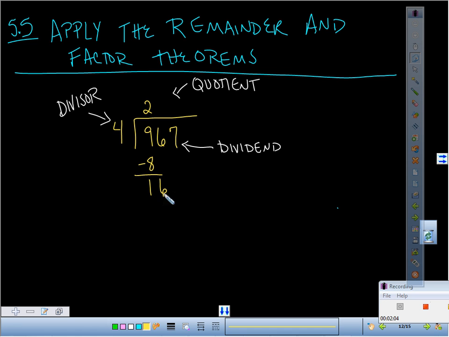How many times does 4 go into 16? And then you multiply. What's 4 times 4? And then you subtract. And what do you get? 0. And bring down your 7. How many times will 4 go into 7? 1 times 4 is 4. And when you subtract, you get 3. What is that called? The remainder.